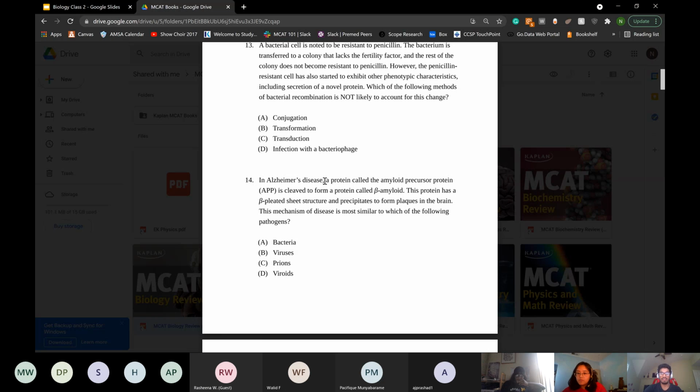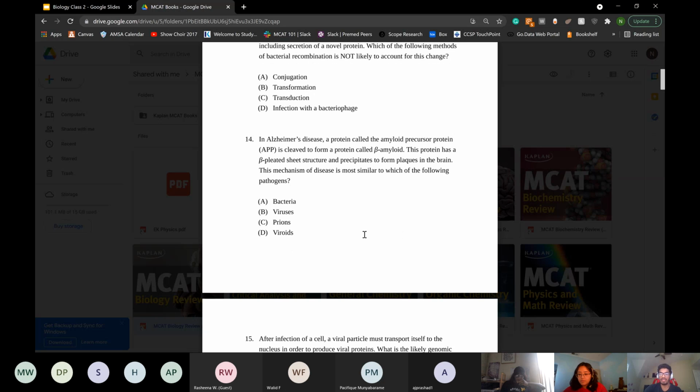So for 14, we are looking at Alzheimer's, where we have a protein that has a beta-pleated sheet structure and precipitates to form plaques. The key words that stand out to me for this question are the structure and the precipitation of the protein to form plaques.